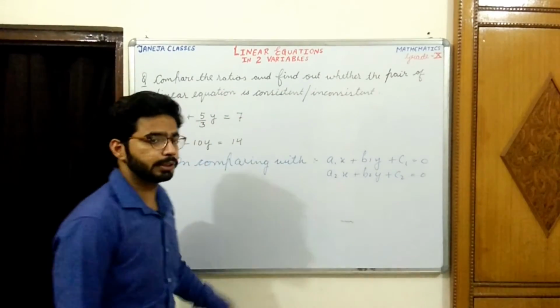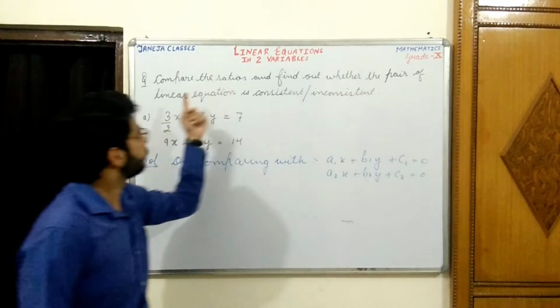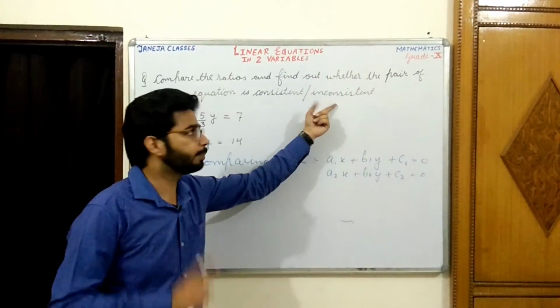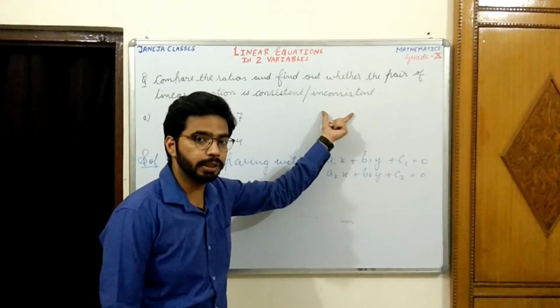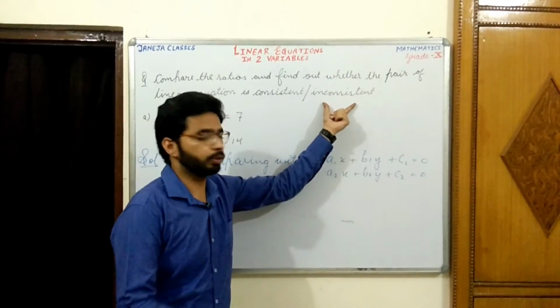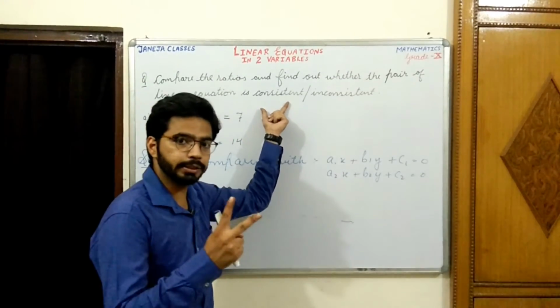Now we have the other question. See, compare the ratios and find out whether the pair of linear equations is consistent or inconsistent. Recall this point: consistent and inconsistent. Inconsistent is the one in which there is no solution and the lines were parallel. So there was no common solution. That's why the answer is no solution. Here, for inconsistent, we were having two cases.